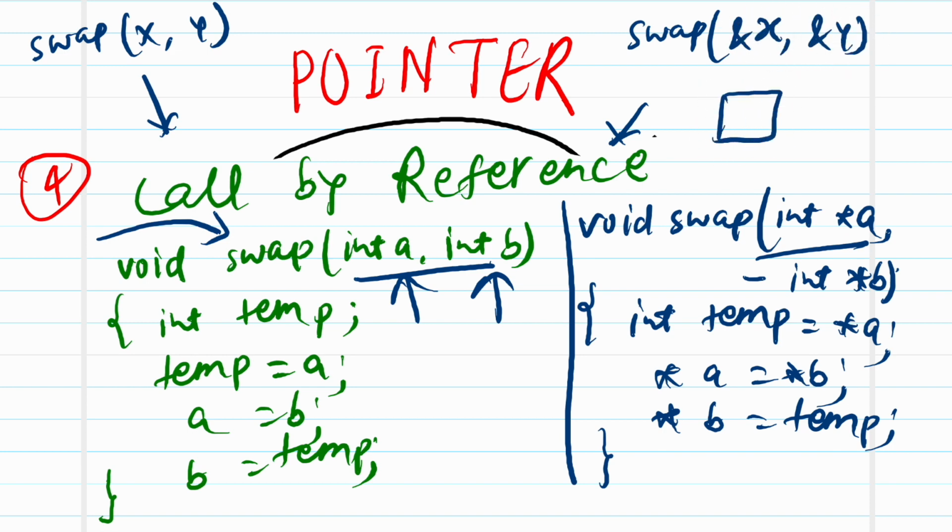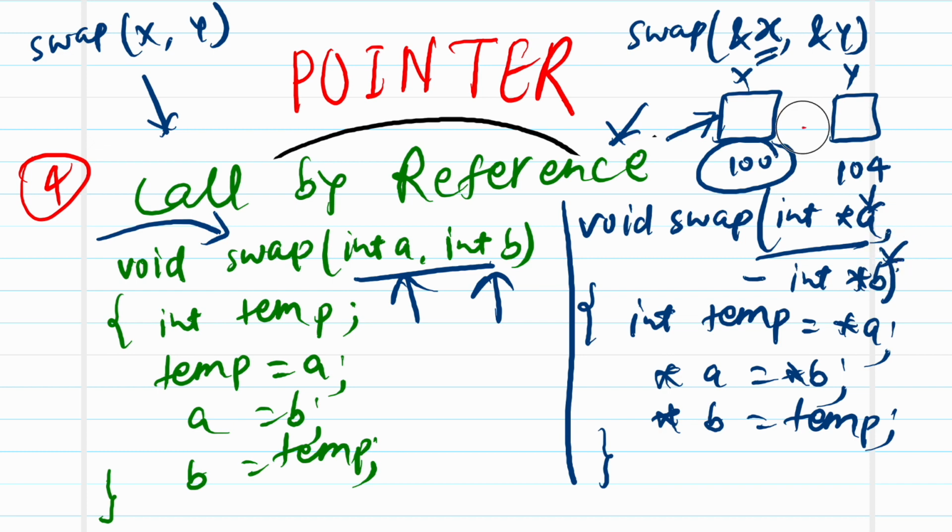And what happens here when we pass by address, then the address of this x, let's say x is stored at memory location 100 and y is stored at memory location 104, then this memory location 100 will be copied to pointer A. So now our pointer A will refer to memory location 100 and pointer B will refer to memory location 104. So whatever change we are doing here, that will be directly reflected here.